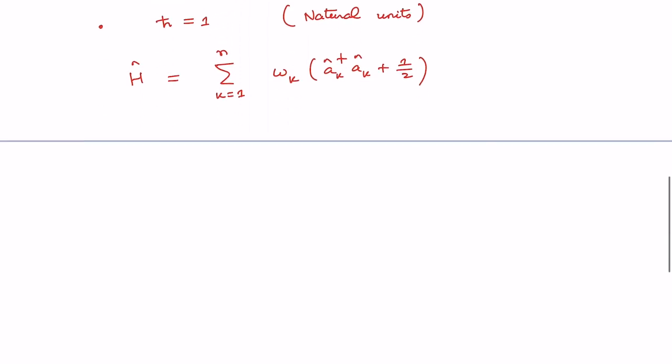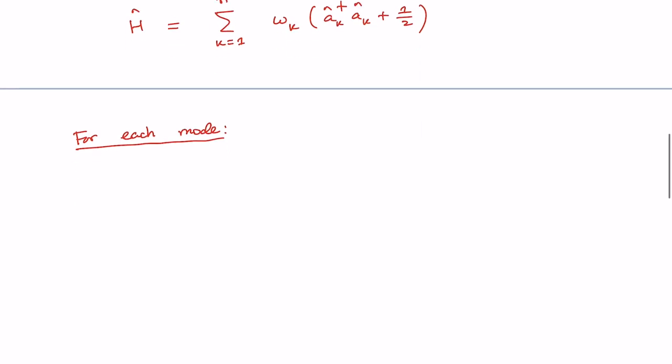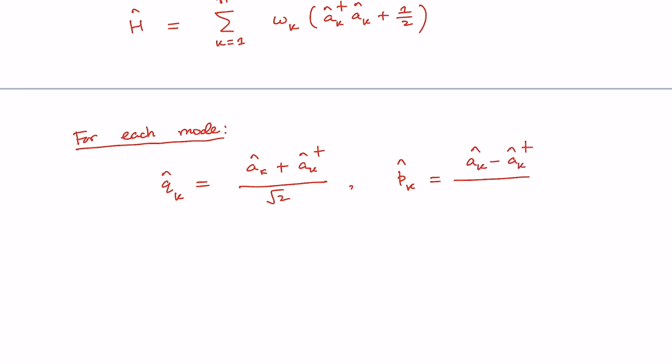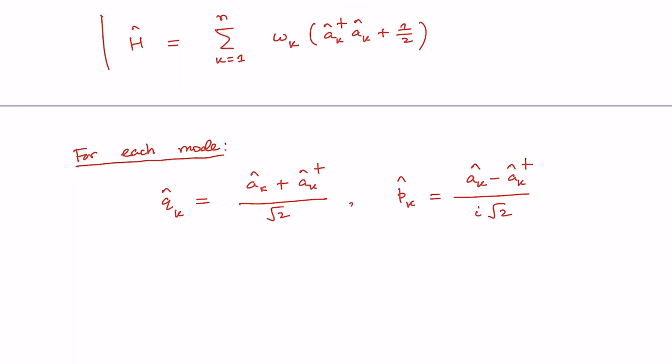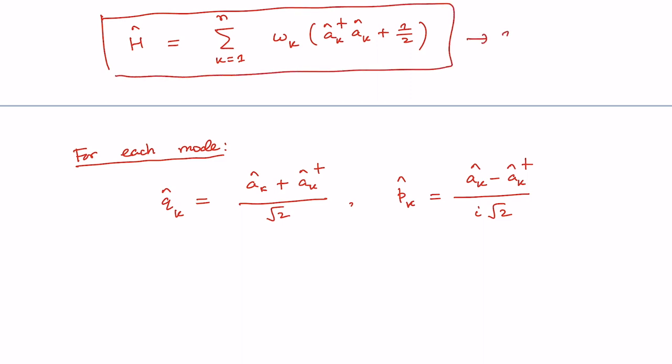Now for each mode, we can define dimensionless position and momentum quadrature operators. For each mode, I can write the position quadrature Q_K in terms of creation and annihilation operators as (A_K + A_K dagger) by root 2. These are textbook materials, you can get them in any quantum mechanics book. And the momentum quadrature I can write as P_K equal to (A_K minus A_K dagger) divided by i root 2. Alright, so let me say this is my equation number 1.